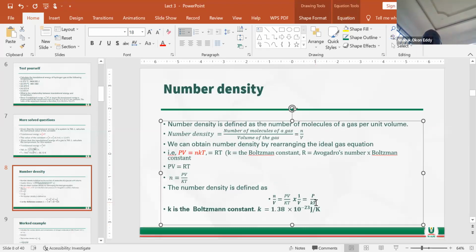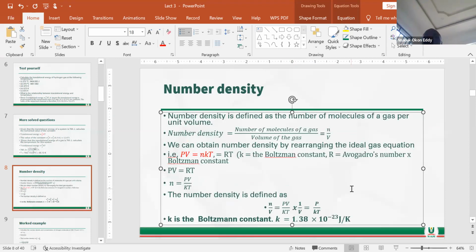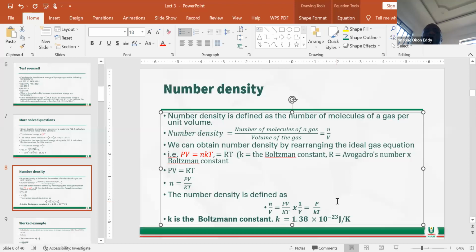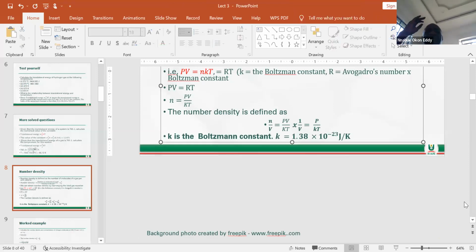The pressure divided by the Boltzmann constant multiplied by the temperature. The Boltzmann constant is 1.38 times 10 raised to the power of minus 23 joules per Kelvin. That's the numerical value of the Boltzmann constant. So you can calculate the number density, which is the number of molecules of a gas all over volume. That is how we can calculate that.